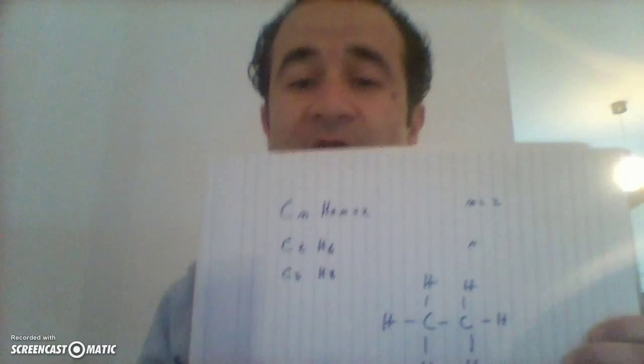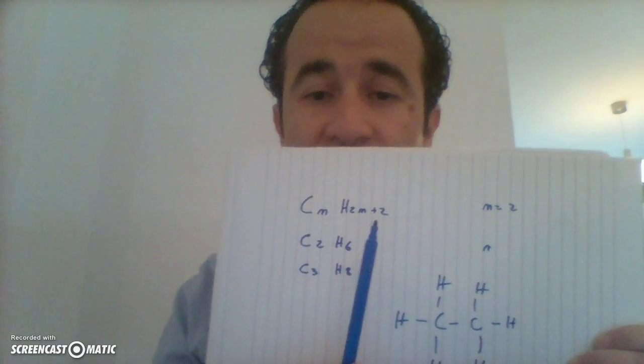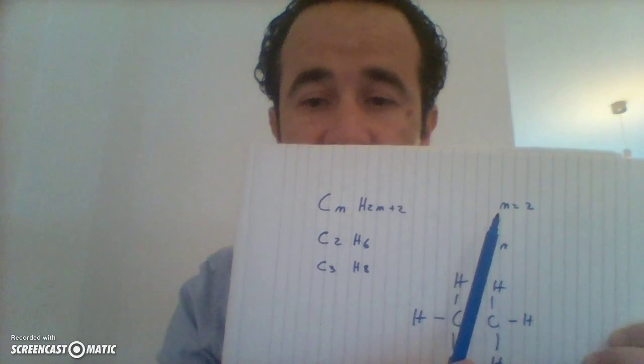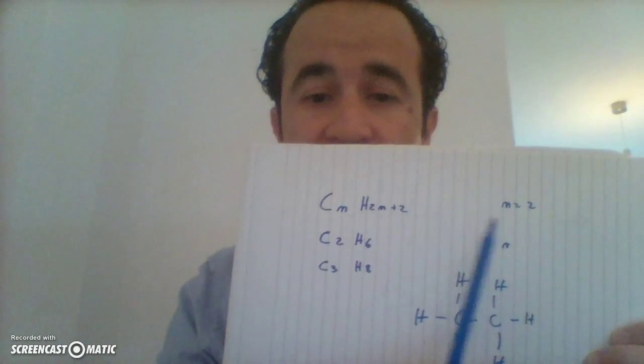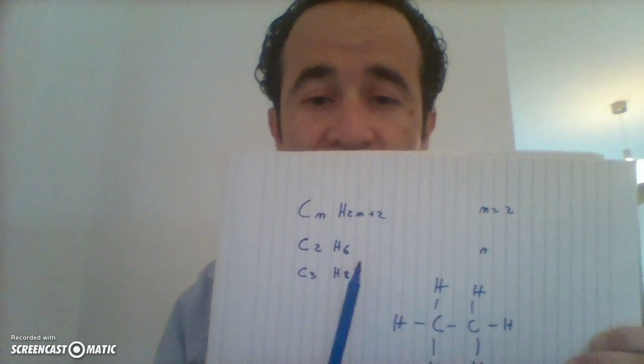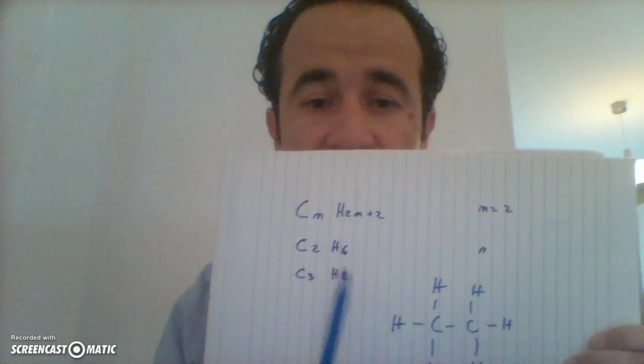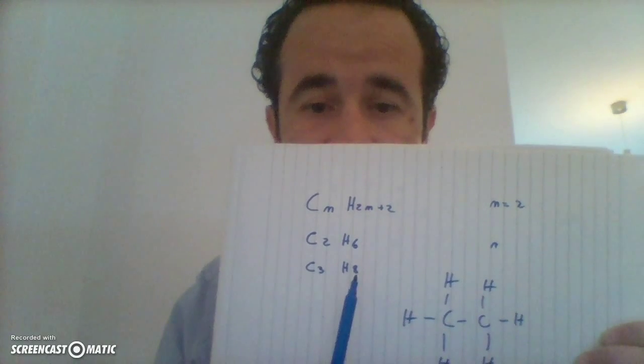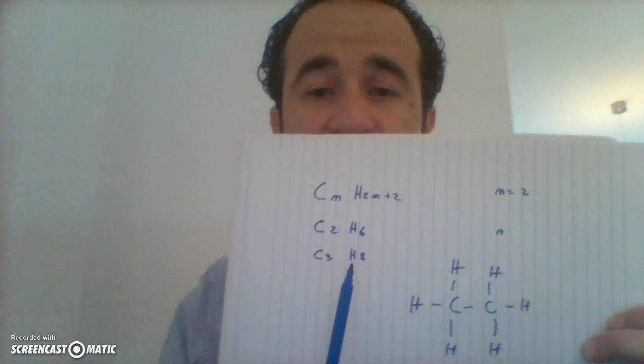So, an alkane is a specific class of hydrocarbons. It's composed only of carbon and hydrogen atoms. It can be described by the general formula CnH2n+2, where n is whatever integer number we want to use. So, for example, if we use n equal 2, we will get C2H6, which is ethane. If we put in n equal 3, we will get C3H8, which is propane, and so on.